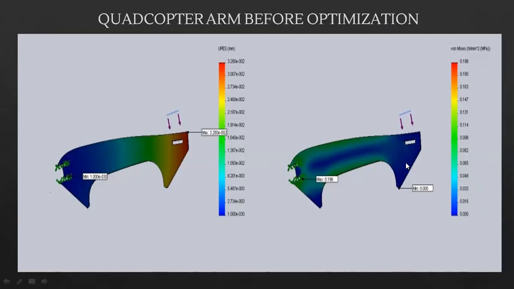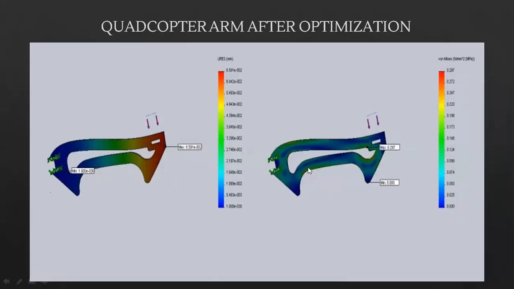Now you see that this part is not stressed, so that is why they remove that material. You can save that material, so material cost will be saved. That's what you mean by material optimization. And there is also weight being optimized, right?